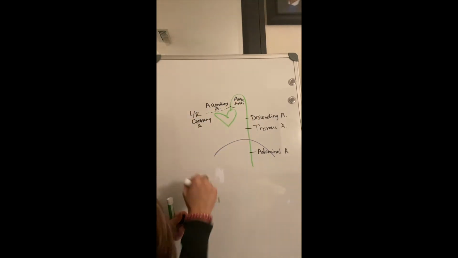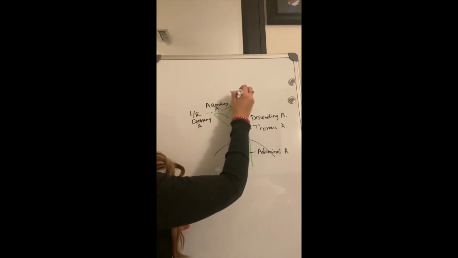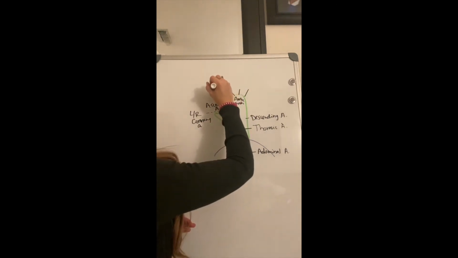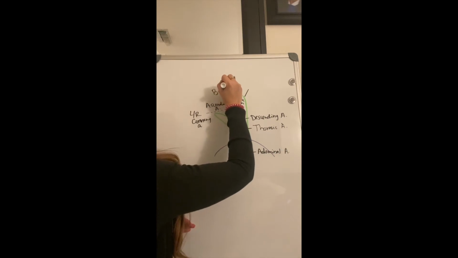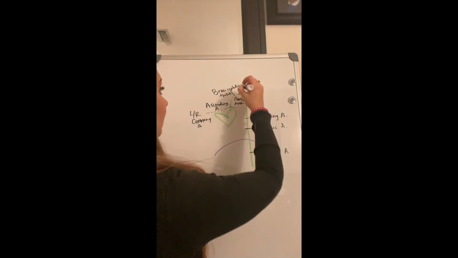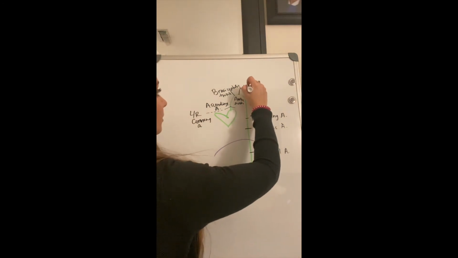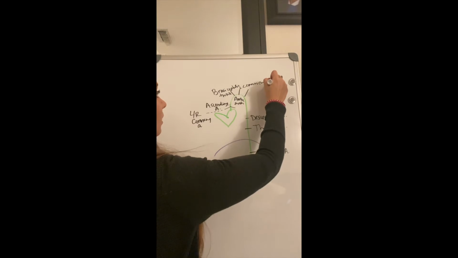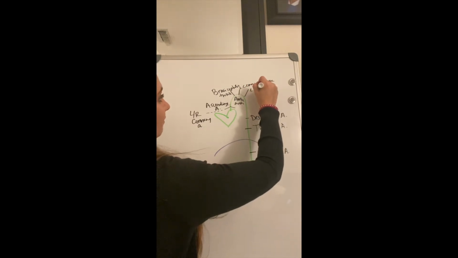We have the left and the right coronary arteries. Next up, we have the aortic arch. The aortic arch has three branches coming off of it. The first being the brachiocephalic trunk, brachiocephalic trunk. Next, we have the left common carotid artery. And then after that, we have the left subclavian artery.